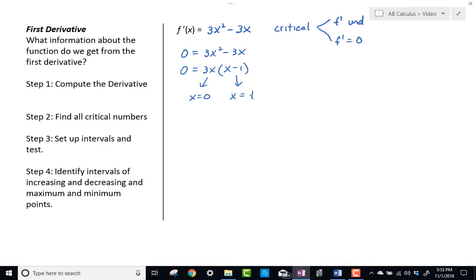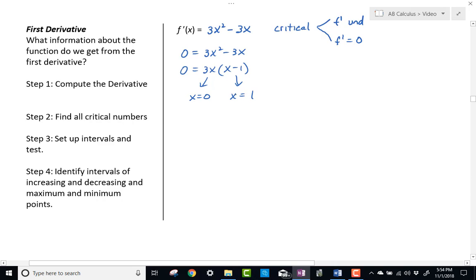Okay, so we have two critical values here, and what we want to know is what those critical values are telling us. This is where our derivative is equal to 0. So normally if we were sketching a graph, that means f has to have maxes or mins at these points. That's what critical points are: if the derivative is changing signs at x equals 0, going from negative to positive or positive to negative, then f of x is going to have a max or a min. So I need to find out if we're actually changing signs at x equals 0 and at x equals 1.